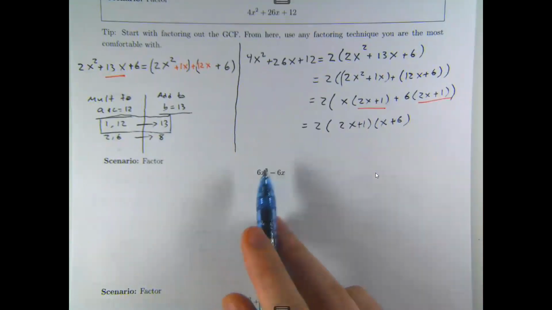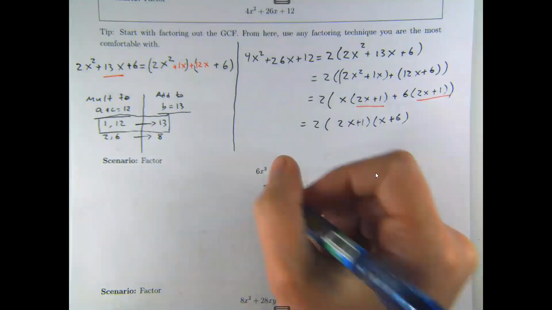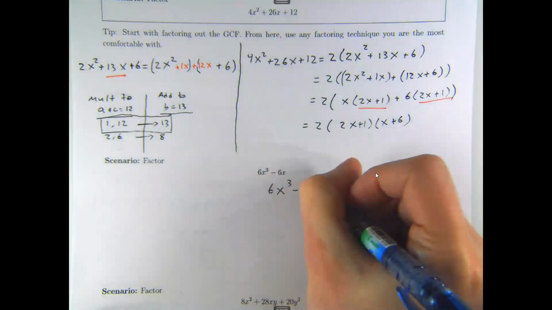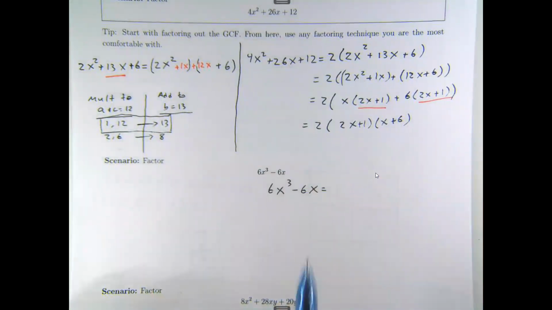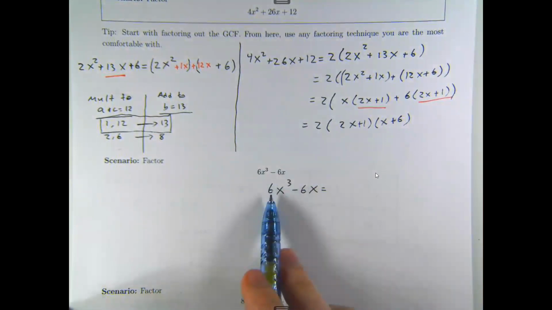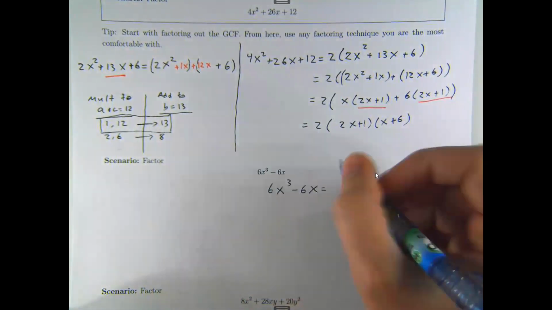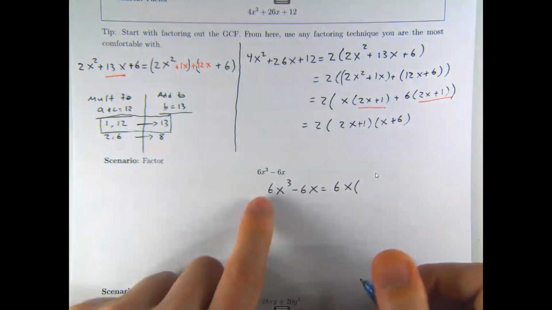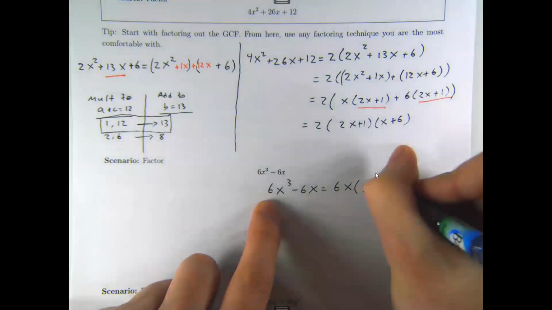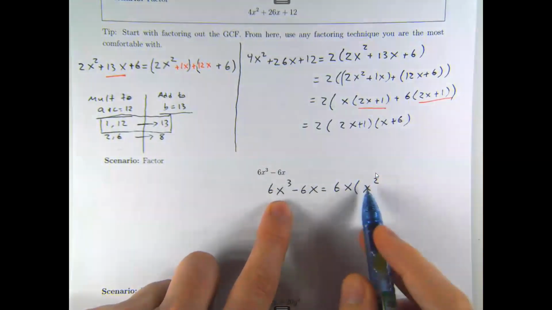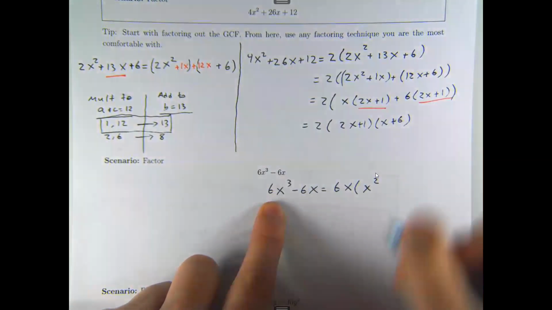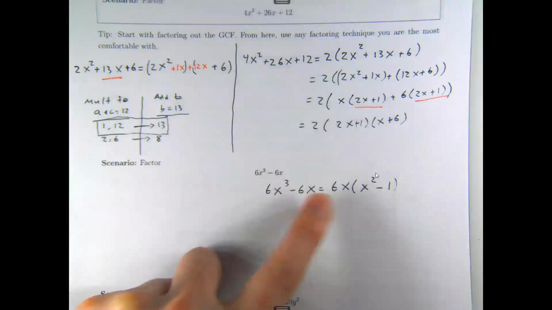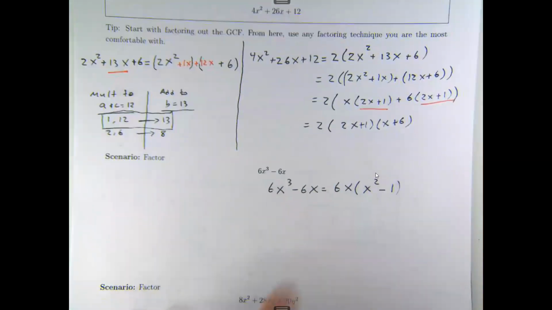Factor 6x cubed minus 6x. Okay? First step, I'm pulling anything that they have in common out. They both have a 6 and they both have an x. 6x times x squared, I've taken away one of the x's, I still have 2 left, gives me the 6x cubed. 6x times 1 gives me this minus 6x.